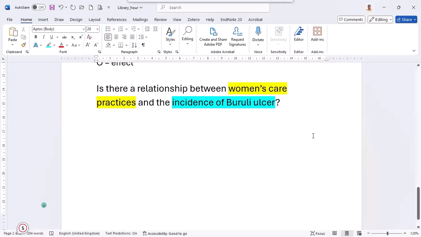So I'm asking, do you think that there's a logical relationship between these two variables as a cause and effect? The yellow is the cause, that's the independent variable. The blue is the outcome variable, the dependent variable. Do you think that women's care practices can lead to either a reduced or an increased incidence of Buruli ulcer?